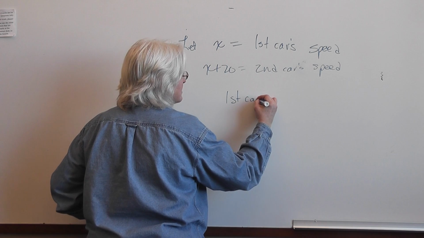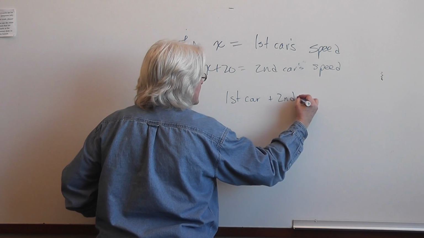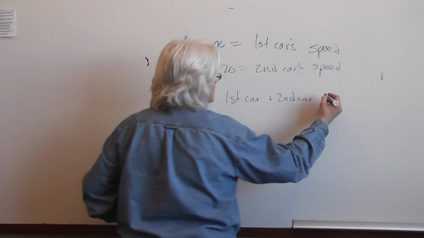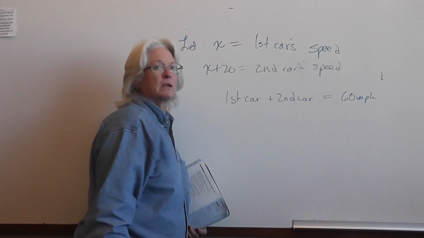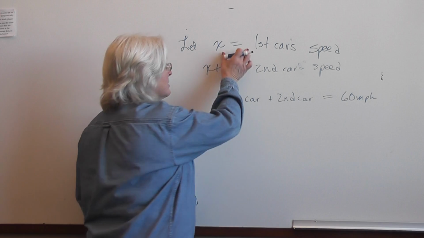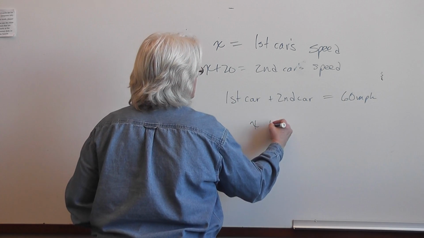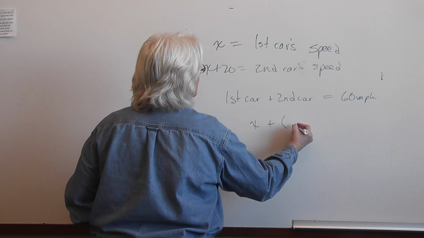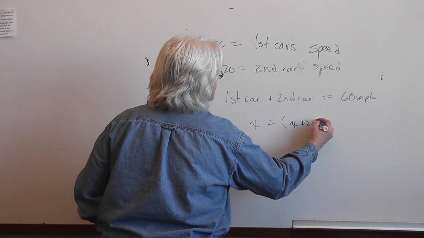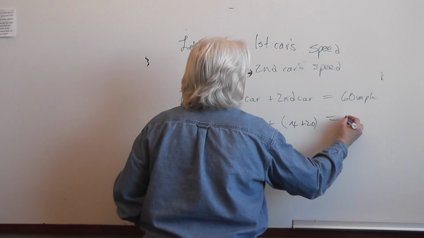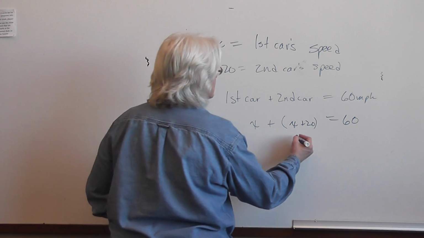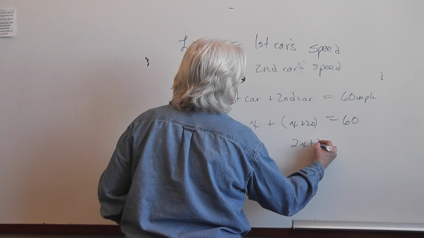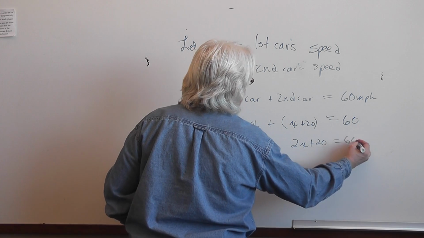So we have the first car plus the second car, their speeds, what does it equal? 60 miles an hour. What is going to be the speed of the first car? X. Plus the speed of the second car, x plus 20, is equal to 60. Combine like terms, 2x plus 20 is equal to 60.